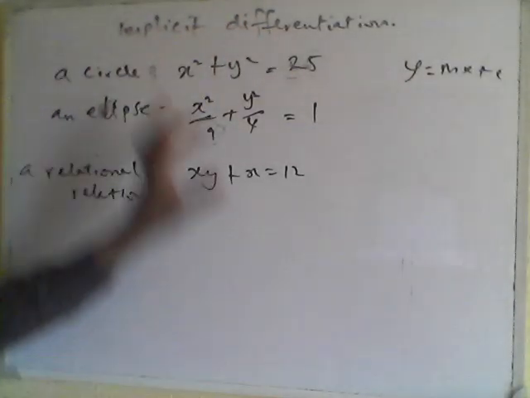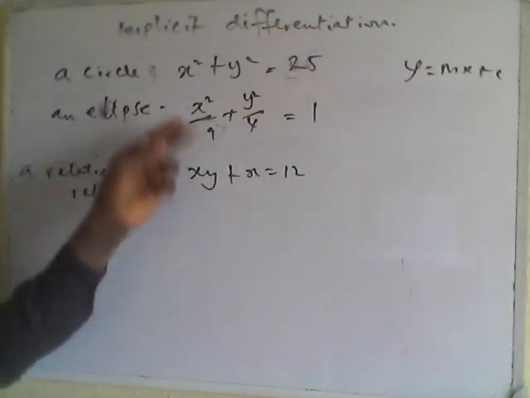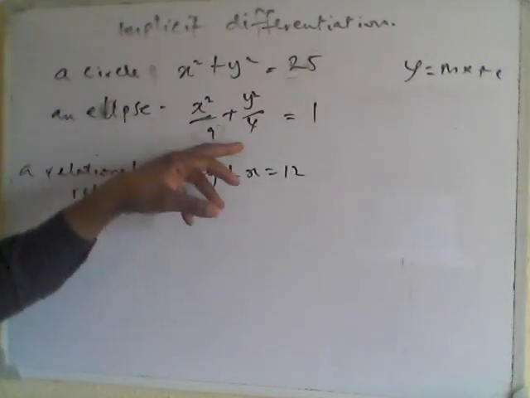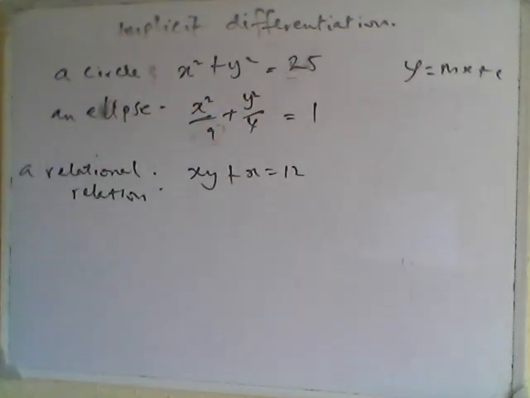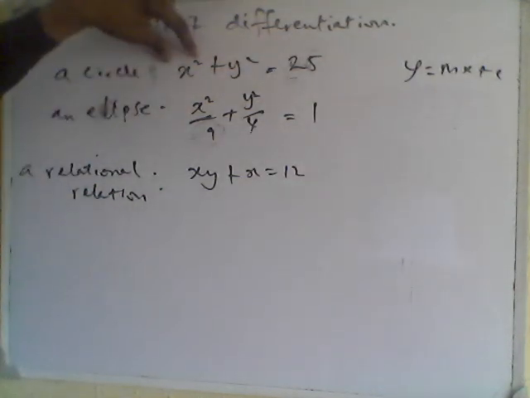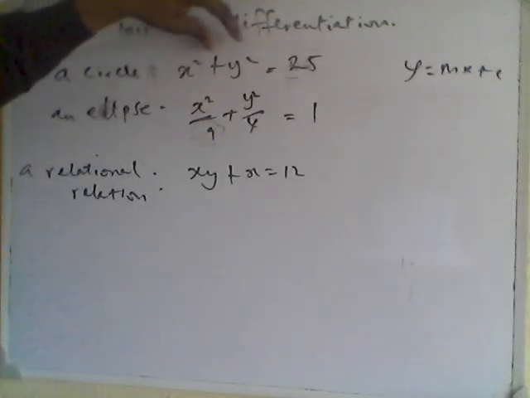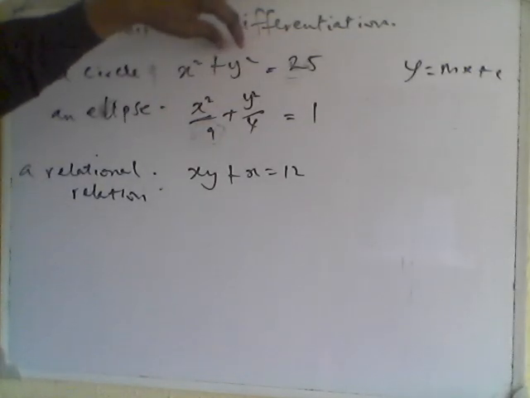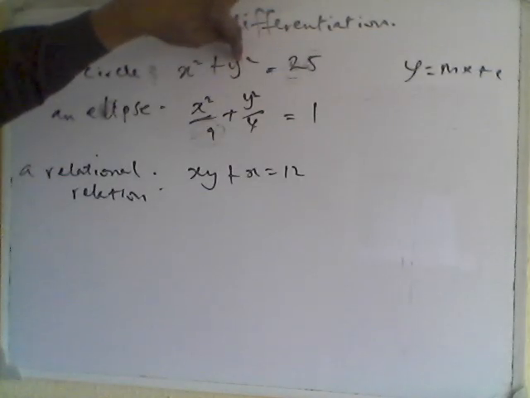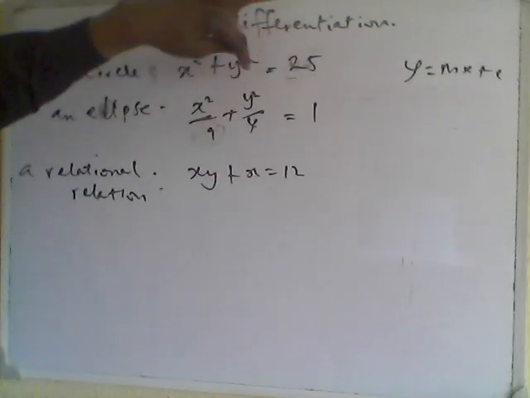To differentiate an implicit function, what you need to do is treat y as a function of x and apply the chain rule wherever you differentiate y. So if you see x, for instance, you differentiate it normally. But for y, you differentiate it and also multiply by dy/dx.